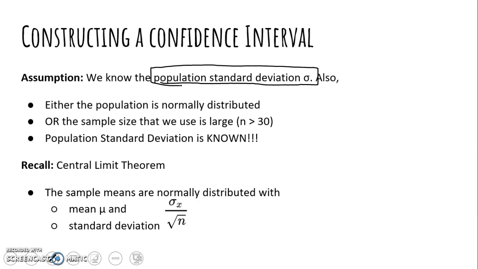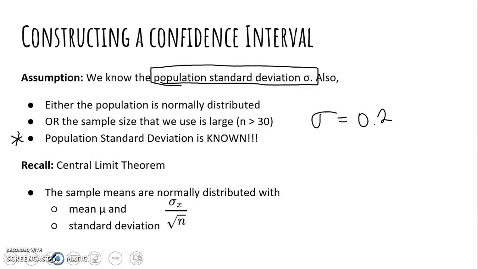So it's either already normal, or the sample size is large and it's greater than 30. And again, I've already told you this is so important. You have to know the population standard deviation. Now, they may say the population standard deviation is 0.2, or they might say sigma and use the actual notation is 0.2.